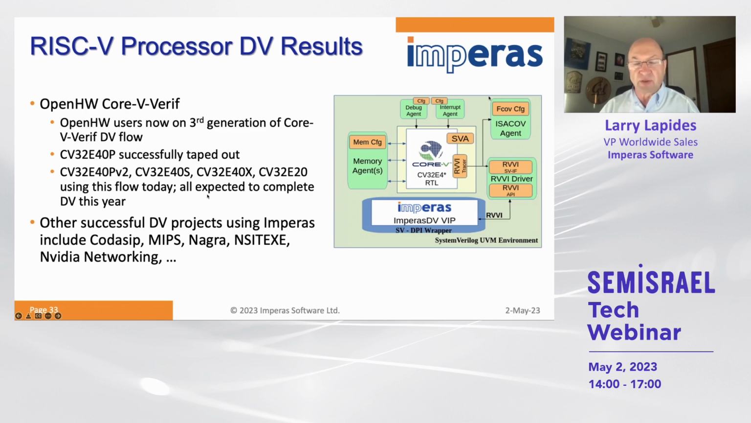All are expected to complete DV and be taped out in SoCs by the end of this year. And then there are other successful DV projects using Imperas, including Codasip, MIPS, Nagravision, NSITEXE I mentioned earlier, NVIDIA Networking, the Mellanox team using Imperas models and tools for design verification.